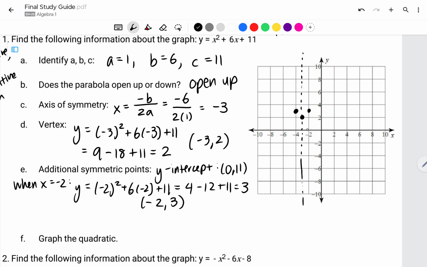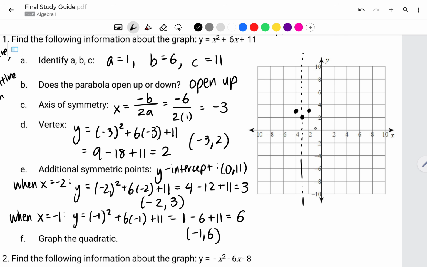Let's plug in negative 1. When x is negative 1, where does my point land? Negative 1 squared is 1. 6 times negative 1 is negative 6, plus 11. 1 minus 6 is negative 5, plus 11, that is 6. So at negative 1 and 6, we have a point right there, and another one on the other side right there. That's the best I'm going to get, so let's try to guess where the other ones are. You could also plug in 0 if you want.